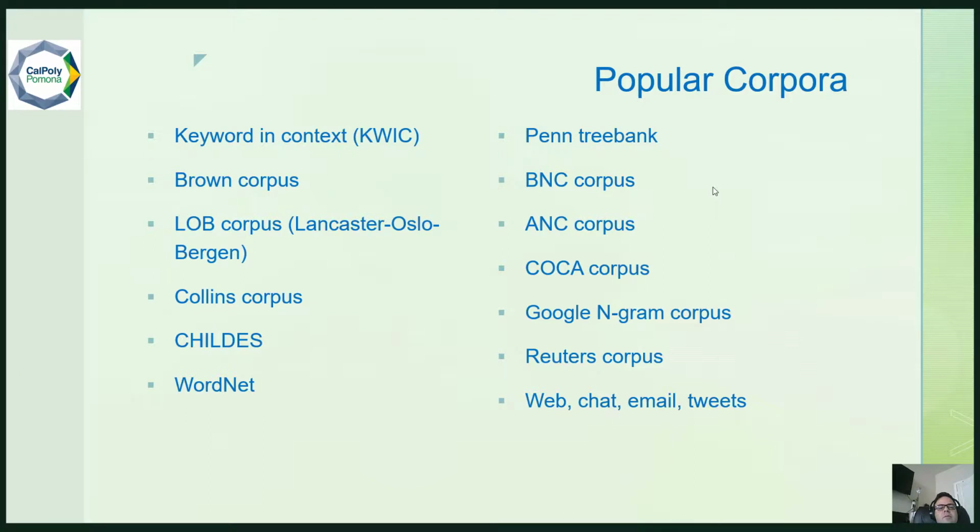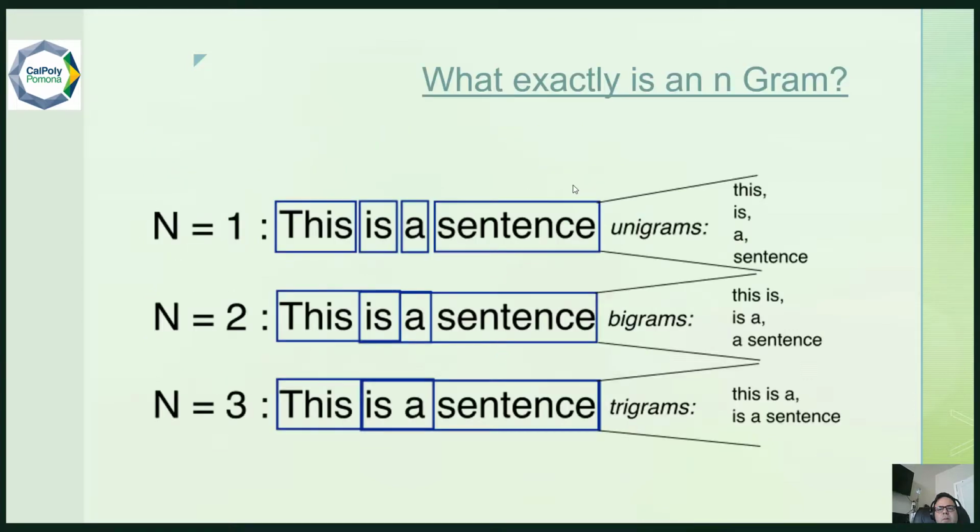And of course, some of them are US-based. For example, the Brown corpus is what Brown University created. Some of them are not US-based, like the British National Corpus, the BNC. But overall, we can use any of these in Python as well. We can just download it and take advantage of the corpora.